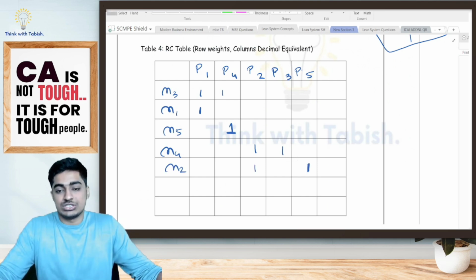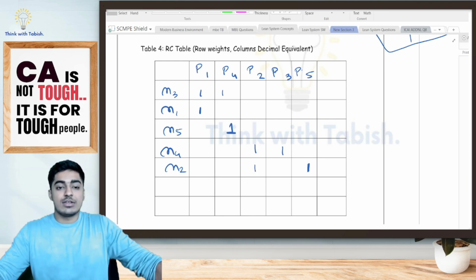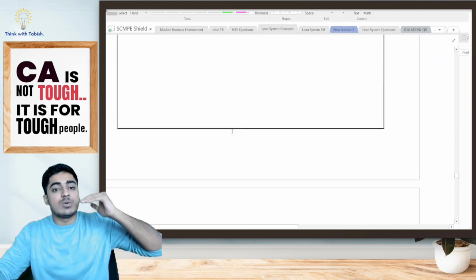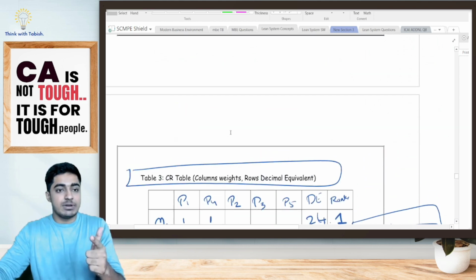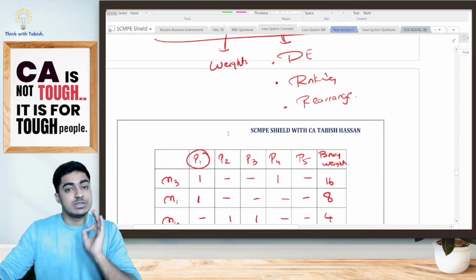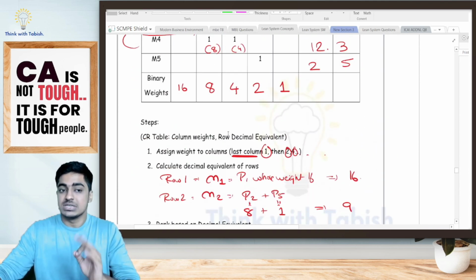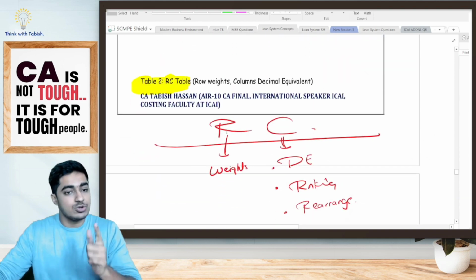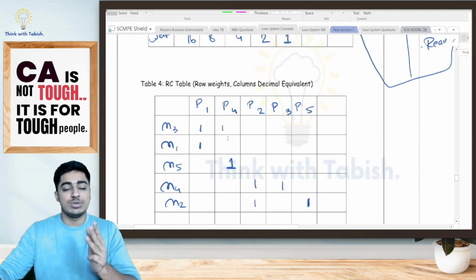Is it over, students? Now we have our fourth table. So first table, what was it, students? CR table. Second is RC table. For every table, give these numbers. Believe me, otherwise 99% students are going to commit small silly errors. So give the names. Table 1, CR table. Table 2, RC table. Table 3, CR table. Table 4, again, it's going to be our RC table.